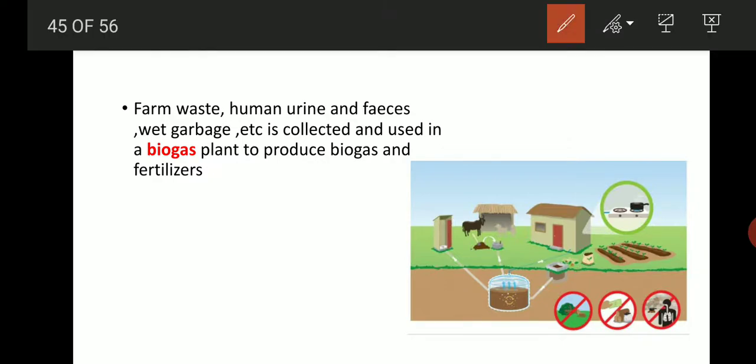Then farm waste, human urine and feces, wet garbage, etc., are collected and used in a biogas plant to produce biogas and fertilizer.